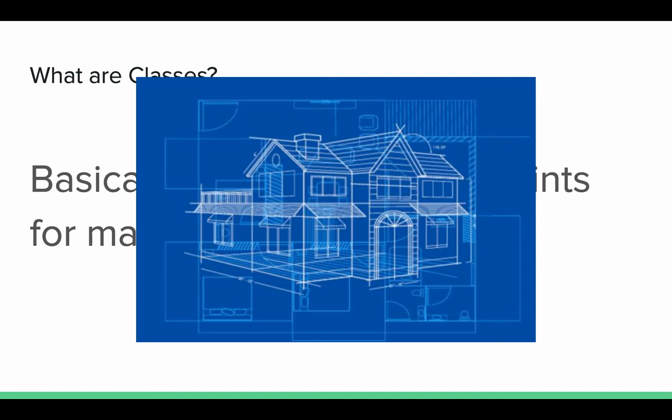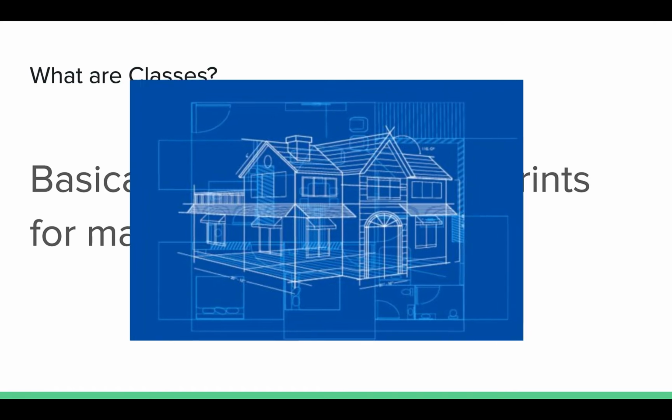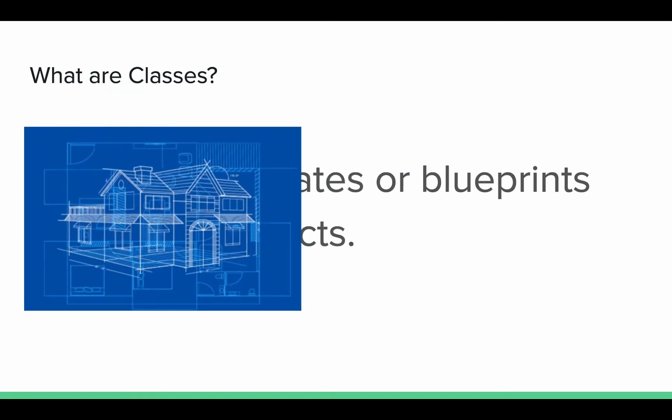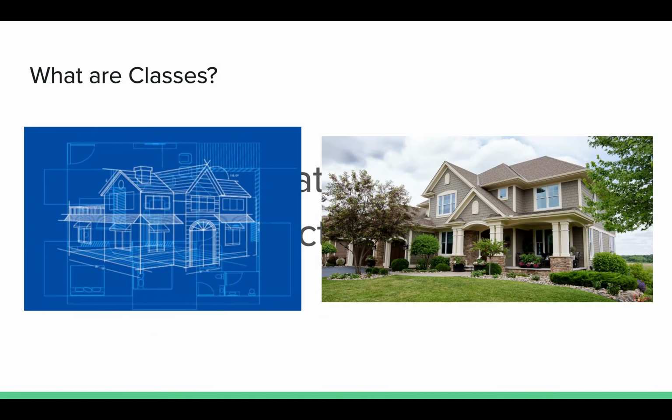But if all you have is a blueprint, you can't sleep in that. You can't move into a blueprint. You have to actually create the thing. So a class is a blueprint, and then you create what's called instances of that, and those are the actual things. You can use that class to create a whole bunch of different instances, just like you can use one blueprint to create a whole bunch of different houses.